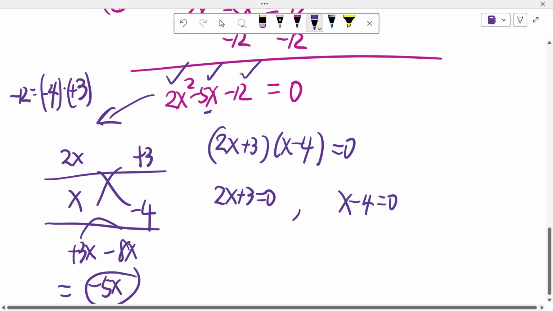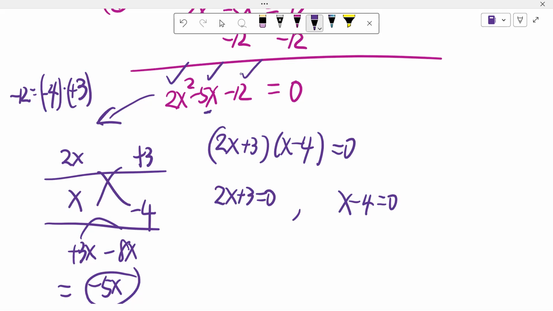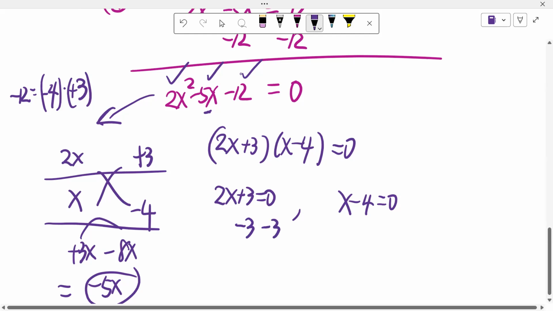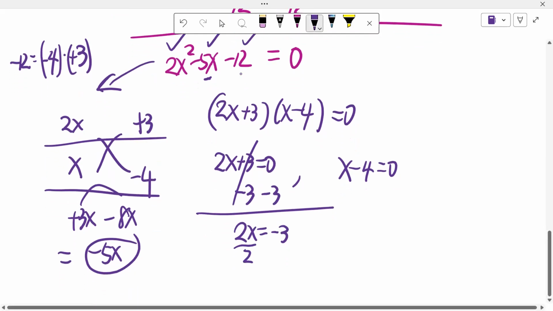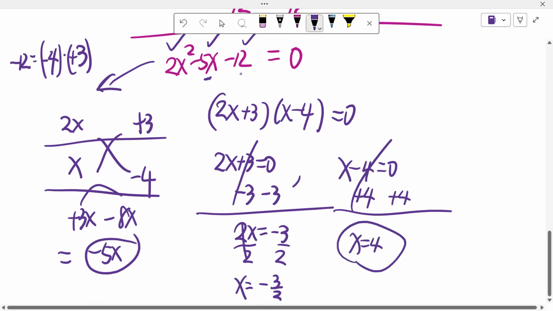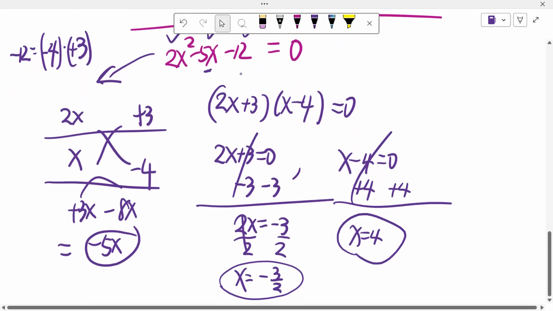Each one of these is a linear equation with one variable. Solve for the variable x. So subtract 3 here. So that's 2x = -3. And divide 2 from both sides of the equation. x equals -3/2. Here add 4 to both sides of the equation. x equals 4. Any question about this?